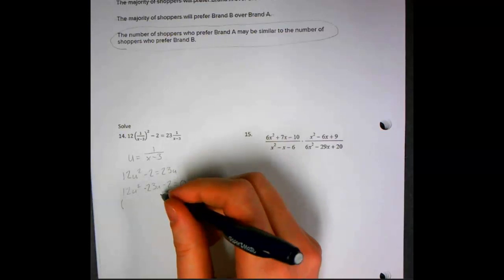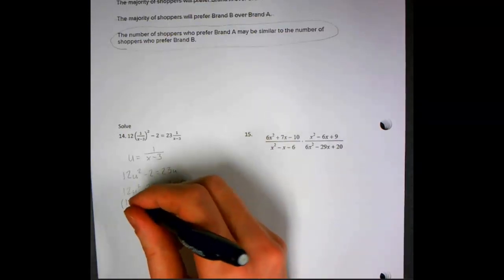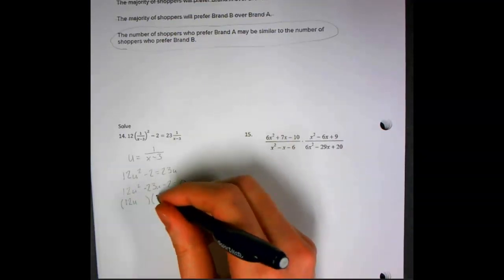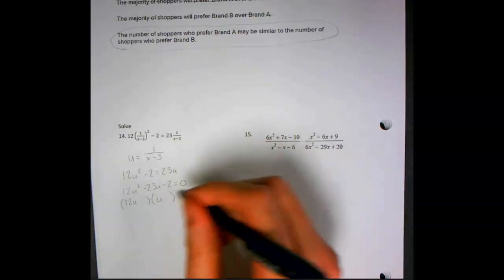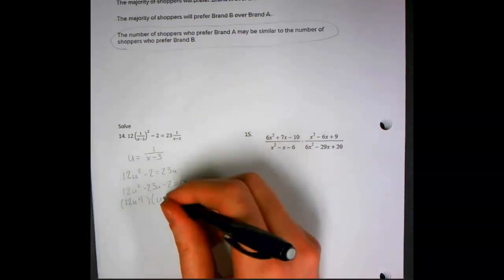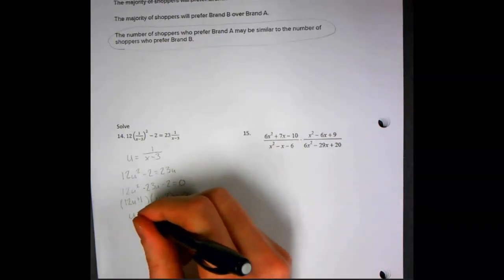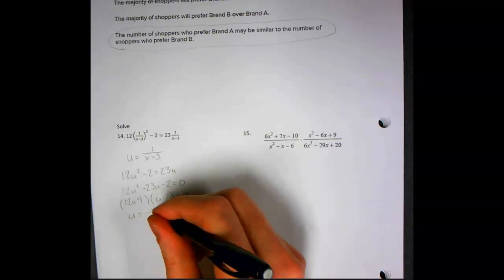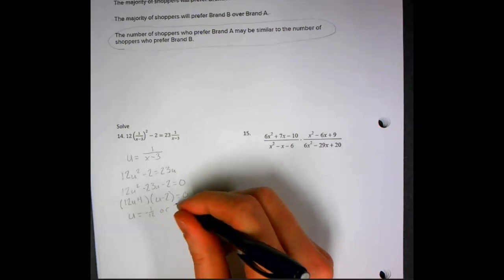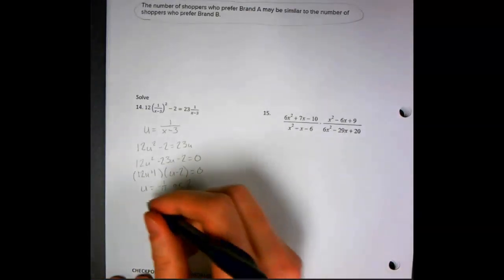We're going to have 12u and 1u. And then we'll have plus 1 minus 2 equals 0. So your two possible u's are either going to be negative 1/12 or 2. Next we need to plug this back in to find out what x is.